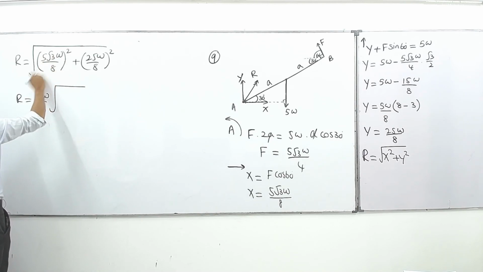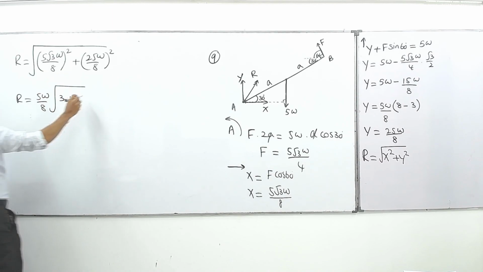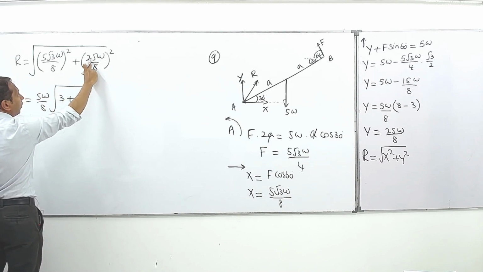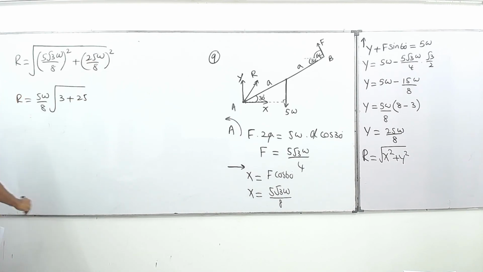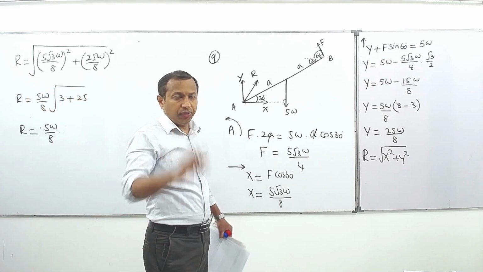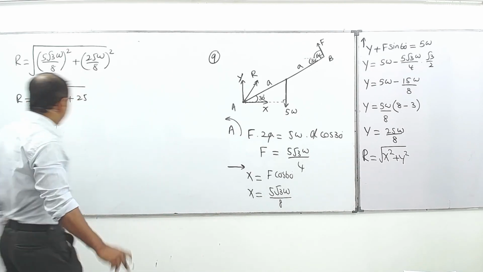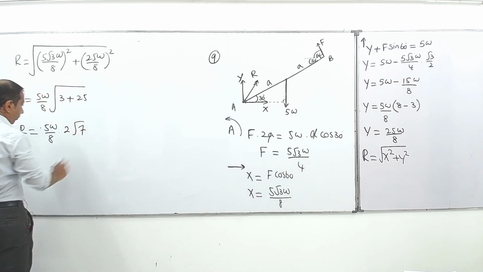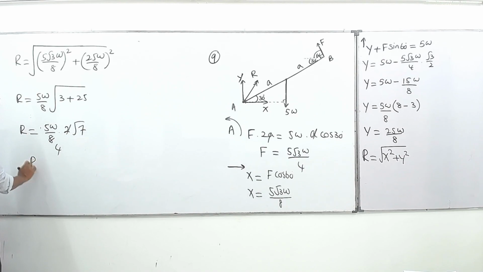5 w over 8 when you take out, here root 3 squared is 3. Here w over 8 we have taken out, another 5 we have taken out, another 5 is here, 5 squared 25. Then R comes as 5 w over 8 root of 25 plus 3, which is 28. Root 28 means 2 root 7. 28 we can write as 4 into 7, no? 2 root 7. This and this we can cancel down. R is going to be 5 root 7 w divided by 4.